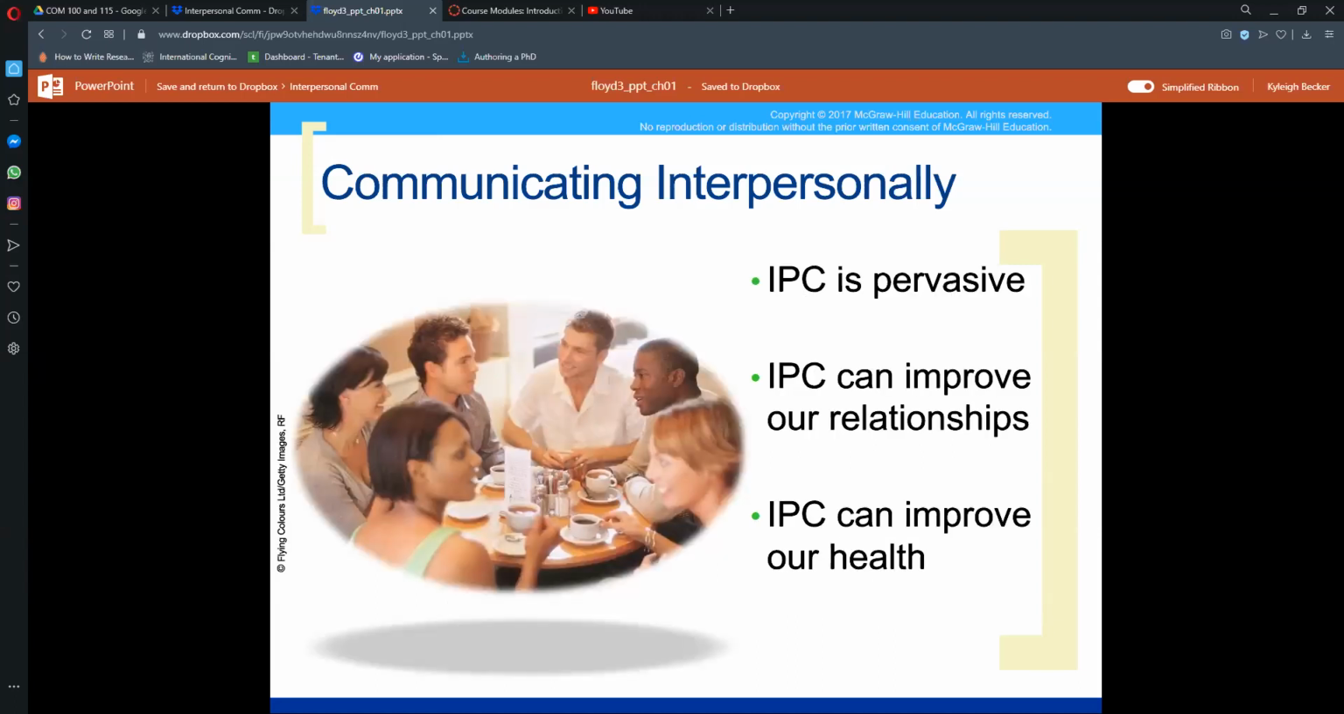It's pervasive, so it's all around us. It can improve our relationships if done well, or it can destroy our relationships if done wrong. And it can improve our health, just by having friends and people around you. To an extent, some people are definitely more introverted and don't need people around as much, but having people who you can talk to and interact with definitely makes you feel better.